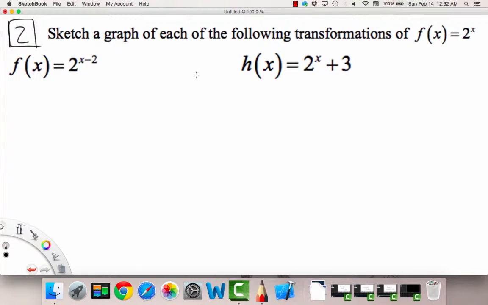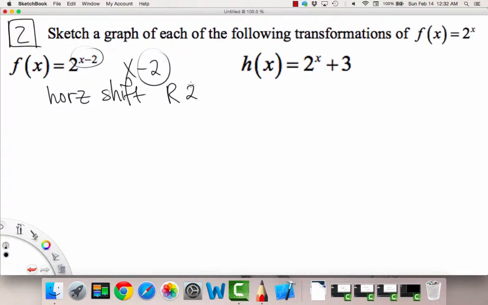Okay, here's number 2. We're asked to sketch a graph of each of the following transformations of our 2 to the x graph. So this one here, f of x is equal to 2 to the x minus 2. Here the minus 2 is attached directly to the x, so we're going to have some kind of horizontal shifting going on. This is kind of opposite since it's horizontal, so we're going to be going to the right 2, okay?